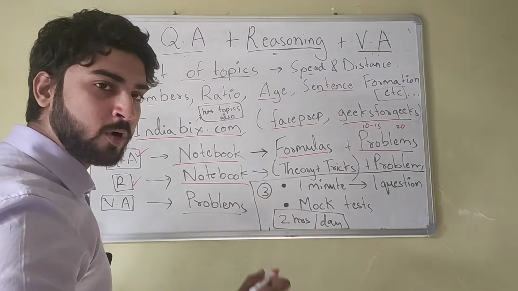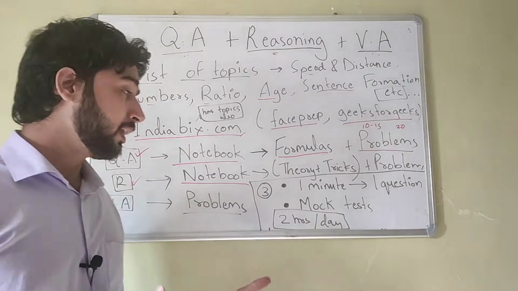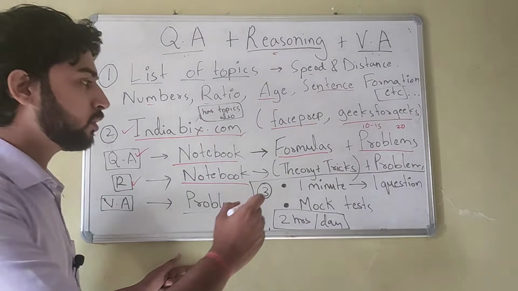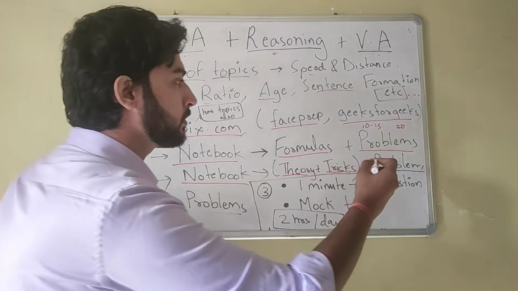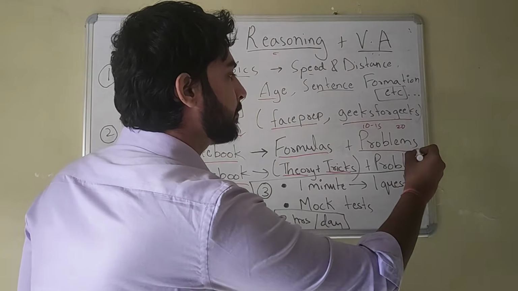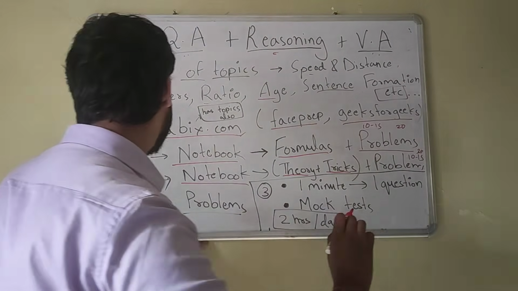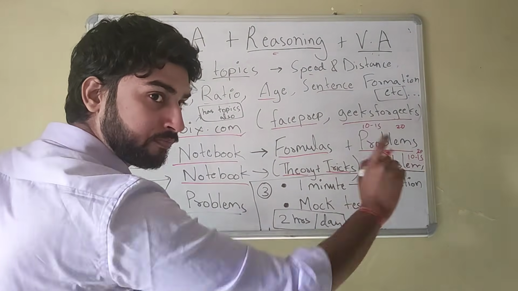Reasoning doesn't have formulas, it has theory and it has tricks. Like I said, tricks for age, tricks for those problems. So note down the theory, note down whatever tricks there are, then practice problems. Again, here you need to practice 10 to 15 problems, or if you have time, practice 20 problems. Once your reasoning is done, for each topic you need to do this, okay?